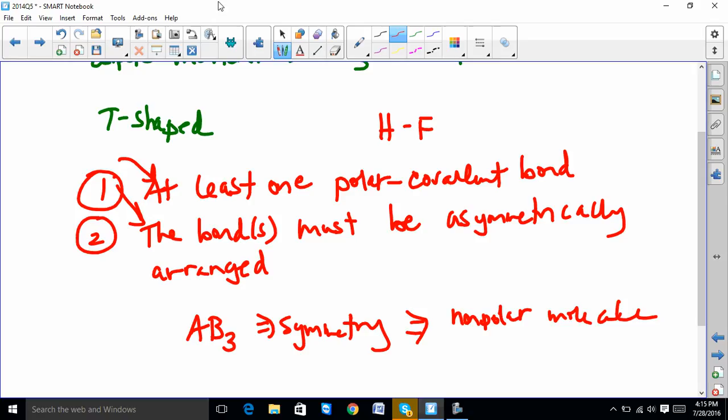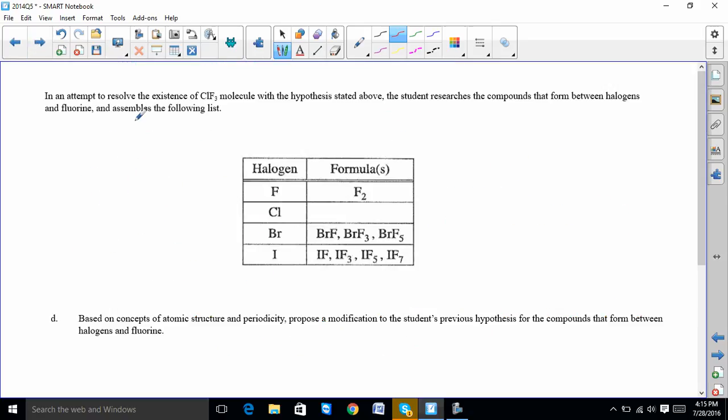And then the last question, which is kind of tricky, based on the concepts of atomic structure and periodicity, propose a modification to the student's previous hypothesis. So now this is kind of interesting, and what I've found is that I am going to call this FF, because notice they all have an FFF at the end. So now a couple things I want you to notice. This is the one that's the highest on the periodic table. This one comes in second, this one comes in third, and this one comes in fourth.